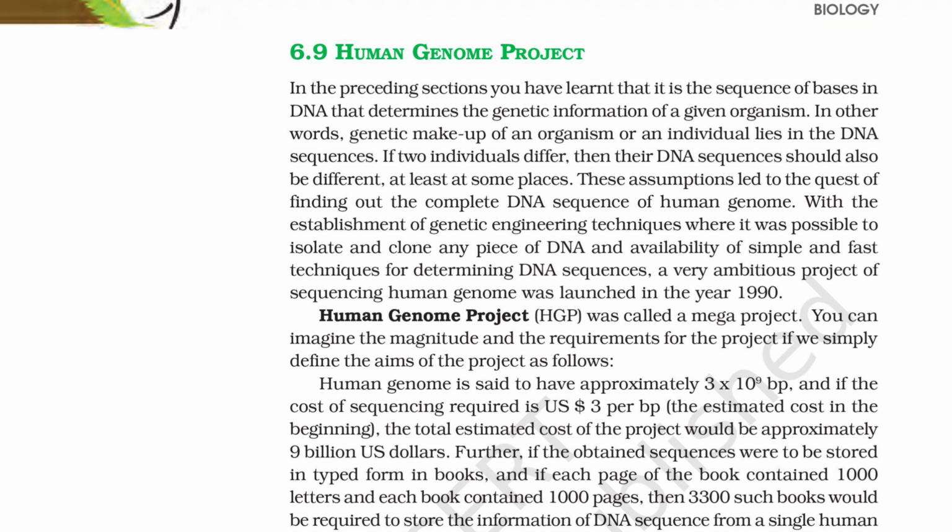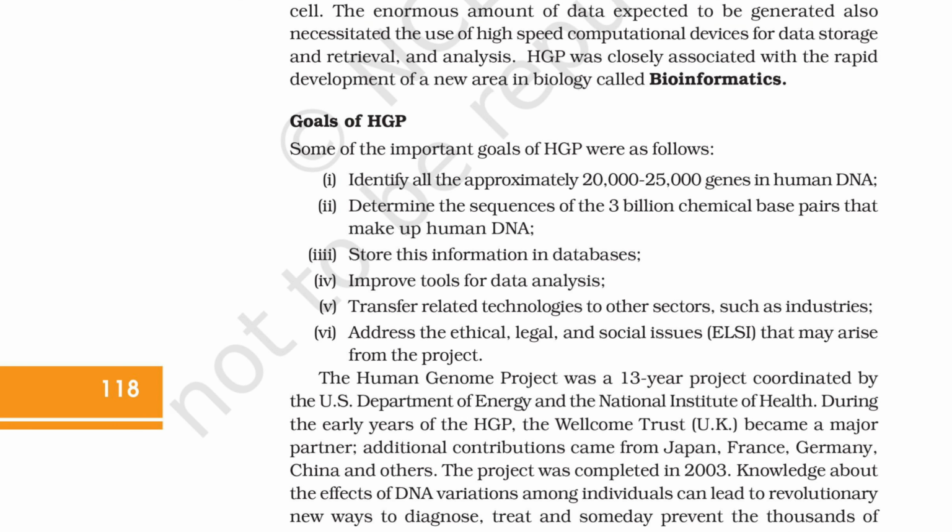Further, if the obtained sequences were to be stored in typed form in books, and if each page of the book contained 1,000 letters and each book contained 1,000 pages, then 3,300 such books would be required to store the information of DNA sequence from a single human cell. The enormous amount of data expected to be generated also necessitated the use of high-speed computational devices for data storage and retrieval, and analysis. HGP was closely associated with the rapid development of a new area in biology called bioinformatics.